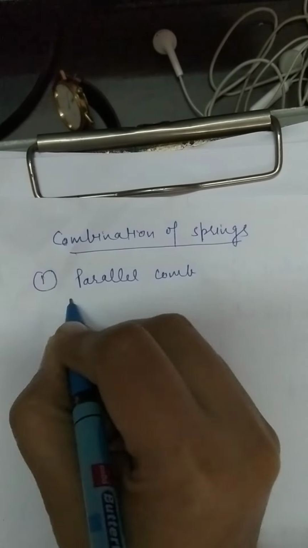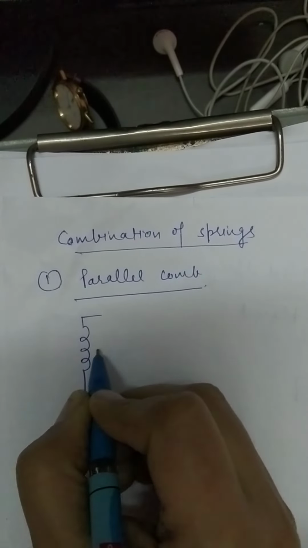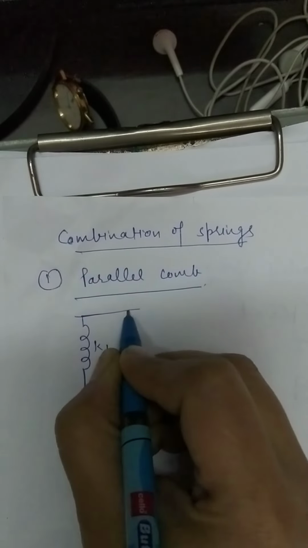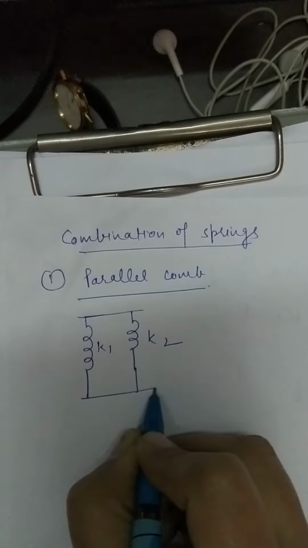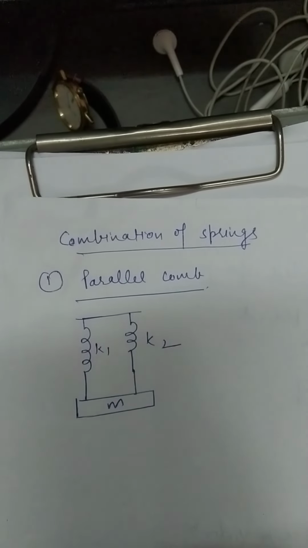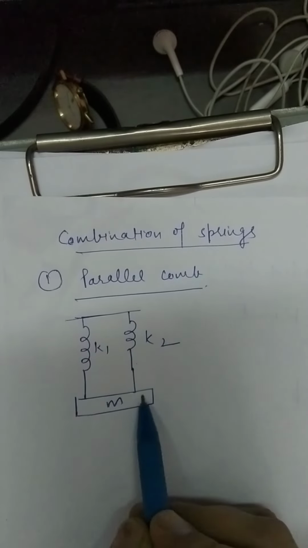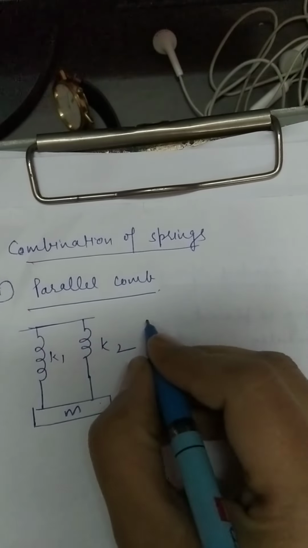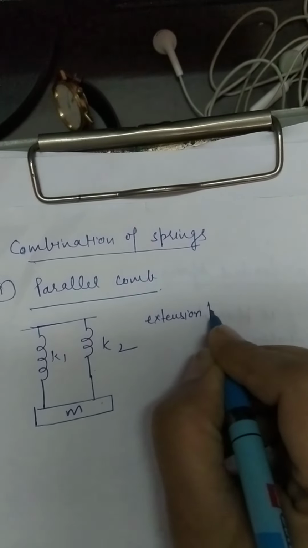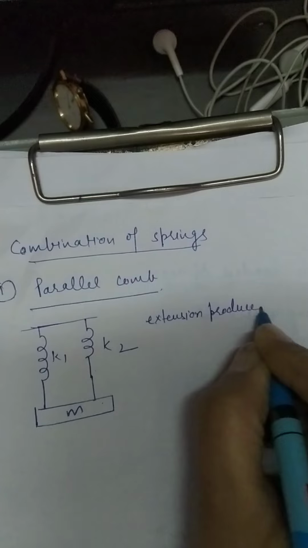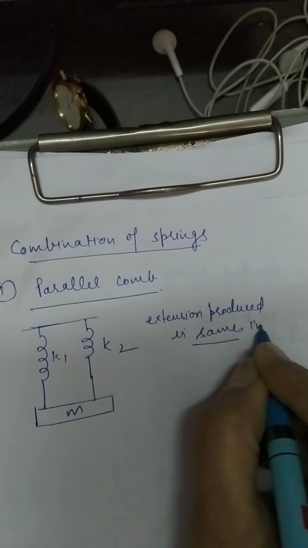In parallel combination of springs, the two springs have spring constants K1 and K2. Both are connected through a mass M, right? So in this case, what remains the same? Because they are connected to a common point, the extension produced is the same in both the springs.